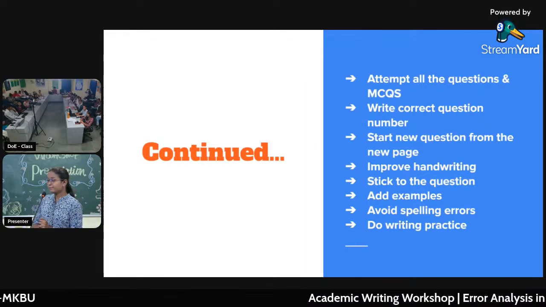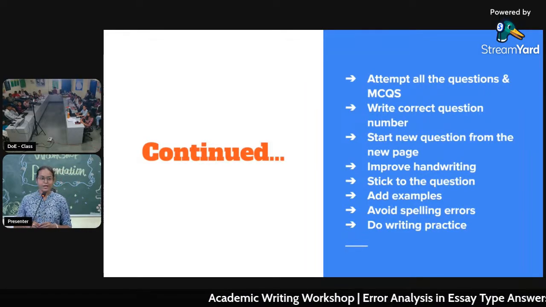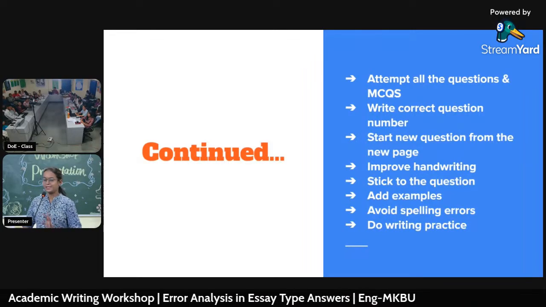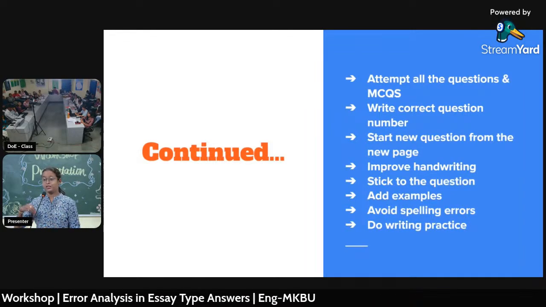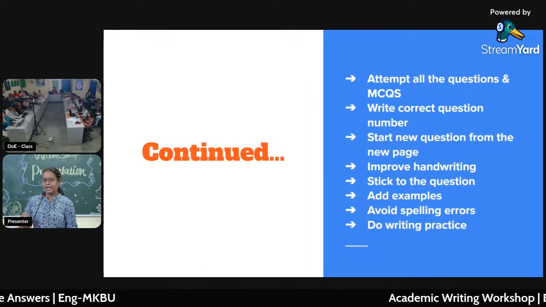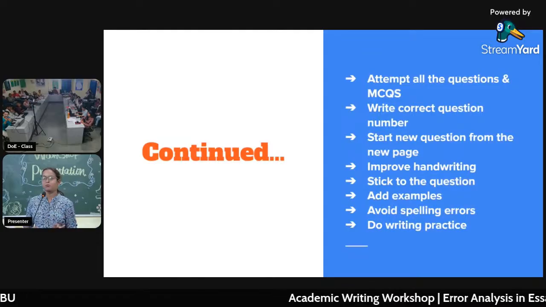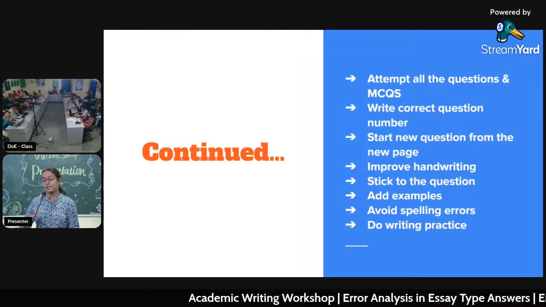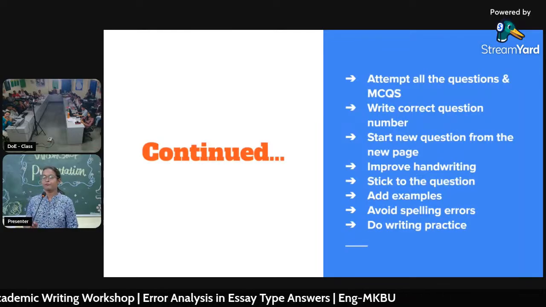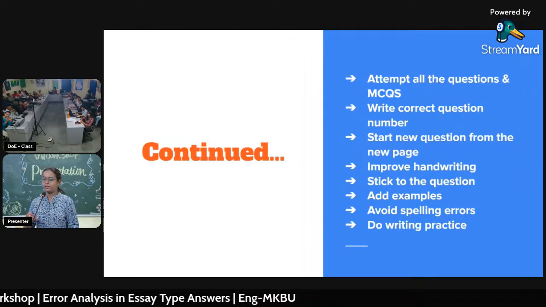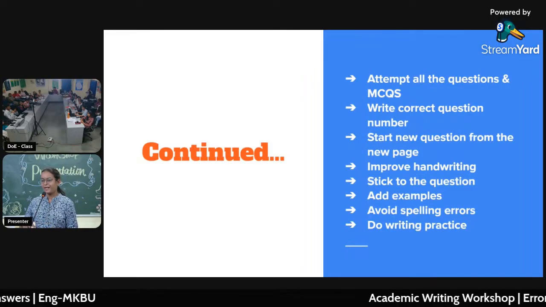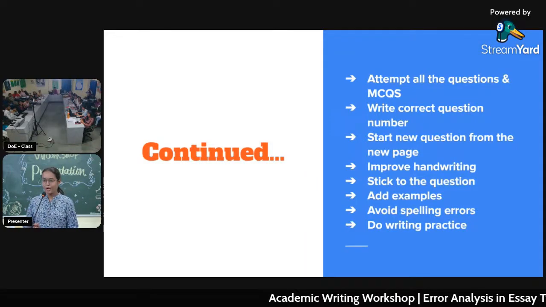Then improve your handwriting. In this semester we have 2 to 3 students who are very good with the content, very good with the presentation, and very good at critical analysis as well, but because of their handwriting they lost marks. So try to improve your handwriting, and that you can only do with practice. Daily you can write one answer. In a way you can read and write, so practice makes a man perfect. You have to do this.